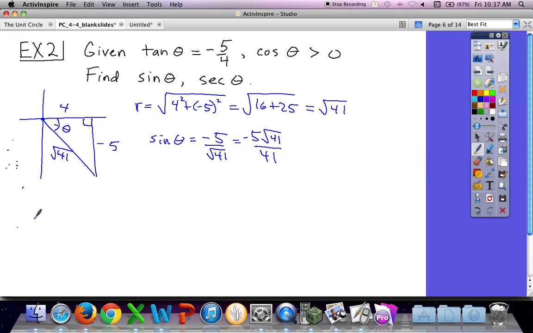Well, secant is 1 over cosine, right? We know the cosine would have been 4 over the square root of 41, so the secant should be the square root of 41 over 4. The secant is the square root of 41 over 4. And no need to rationalize.